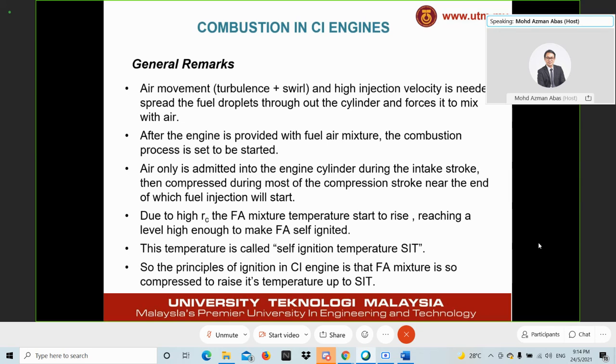This temperature is what we call the SIT. We already covered this one. So the principle of ignition in a CI engine is that the mixture needs to be compressed, which is why you have a high compression ratio, to raise its temperature up to SIT. So diesel engines, CI engines, require a high compression ratio to make sure that it compresses the air to raise the temperature so that the SIT can be achieved, and hence starts the ignition.